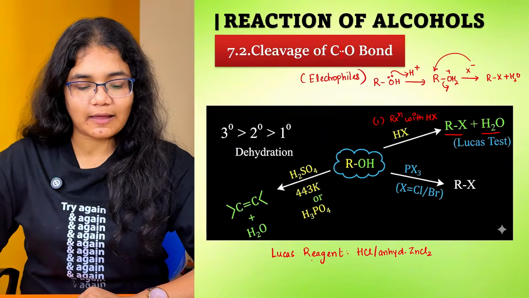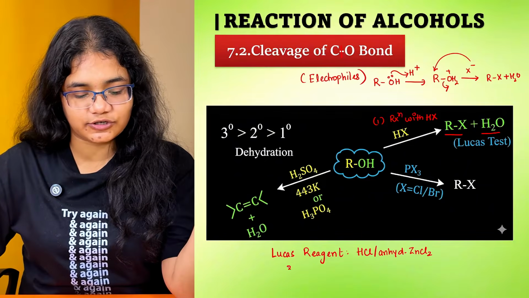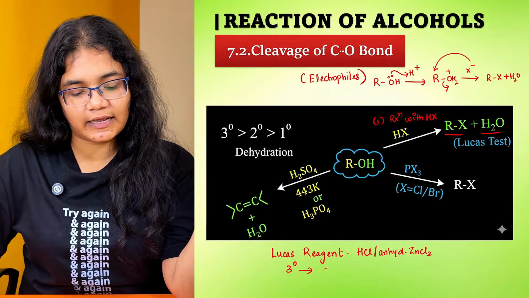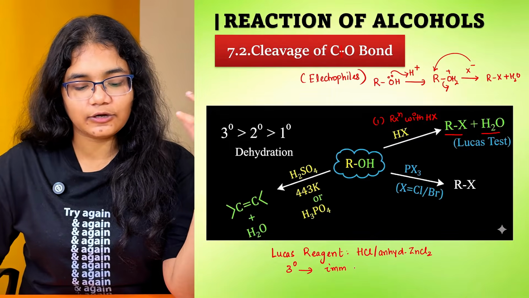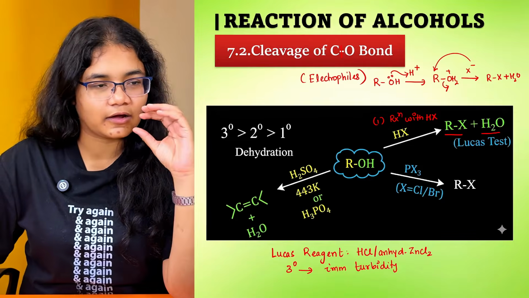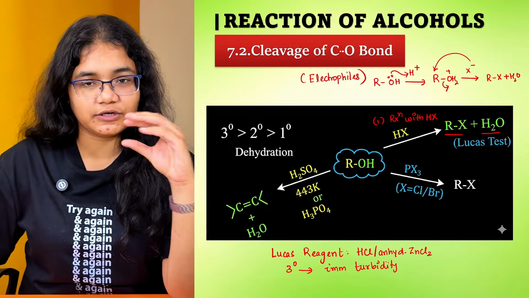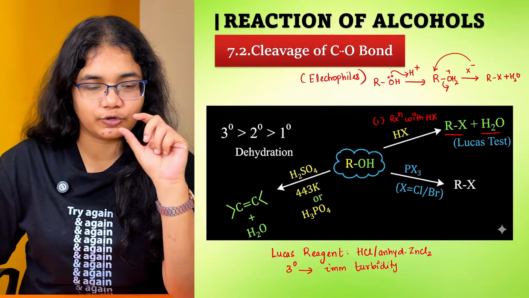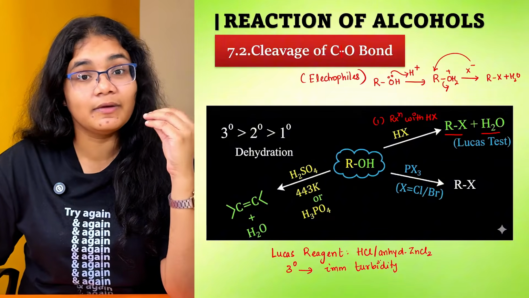Okay, now what will happen if your alcohol is tertiary? Then the reaction will take place immediately, and you will find turbidity. Your solution will become dense, or I can say translucent, because of the precipitation formed. The solution will become denser.